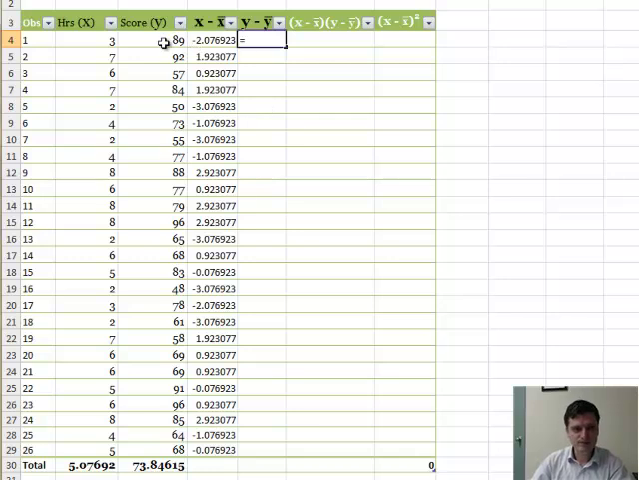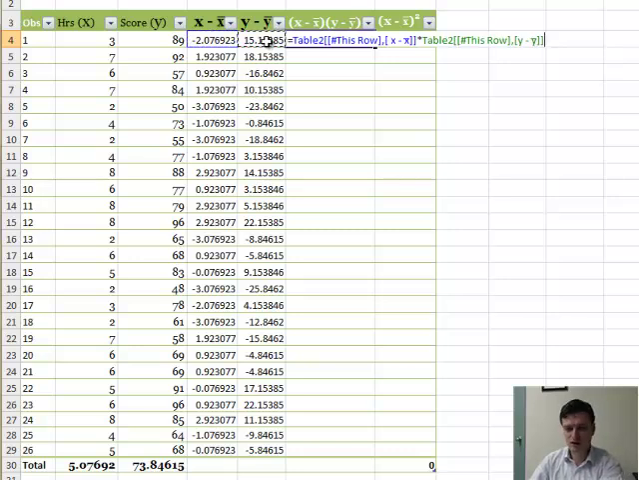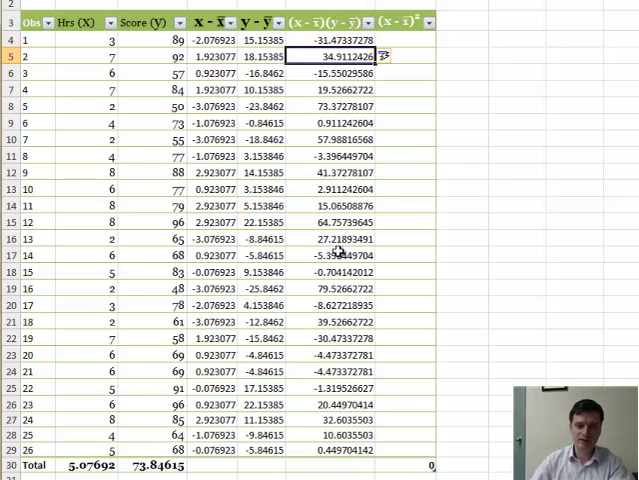Equal sign, the score for first student, minus the mean of that variable, hit enter, and now I found the differences of Y minus Y bar. Next step would be to multiply this result with that result, because that's what we need here in the formula, right? So that would be equal sign, this number, times, asterisk, right? This other number, hit enter, and I have that multiplication.